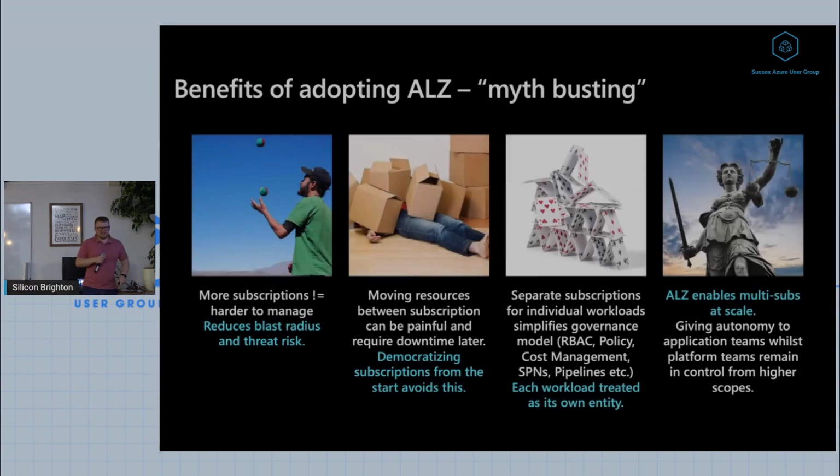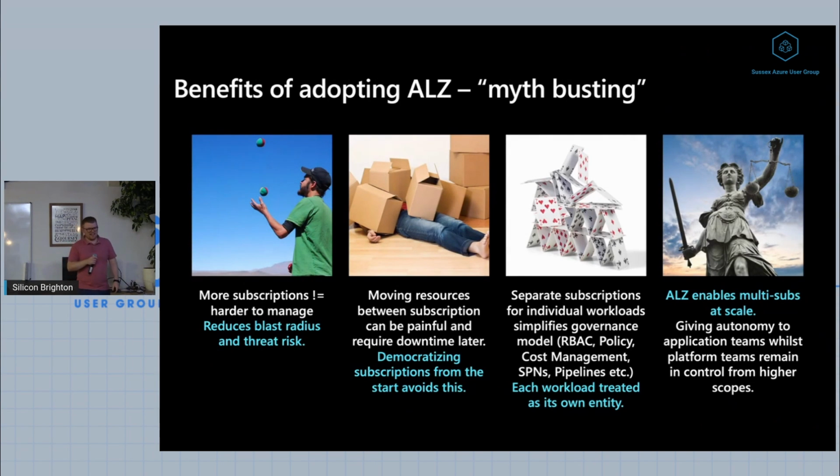But I do want to break some myths because these are the common challenges. I get back to this question when you go, well, we just have one subscription because that works fine for us, right? More subscriptions does not equal harder to manage. It did about 5 years ago. We need to get with the times, and the portal and everything else, like Azure Resource Graph and all these great investments that we've made are all cross-subscription, right? So there is no longer these limitations around cross-subscription workloads.